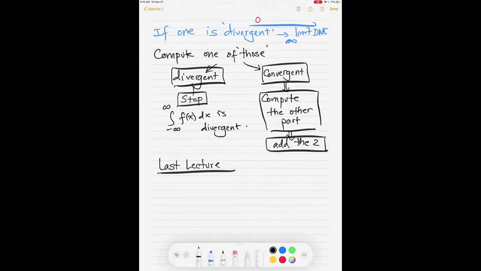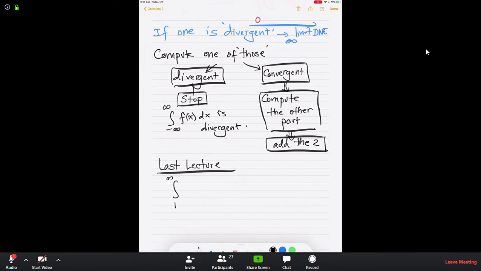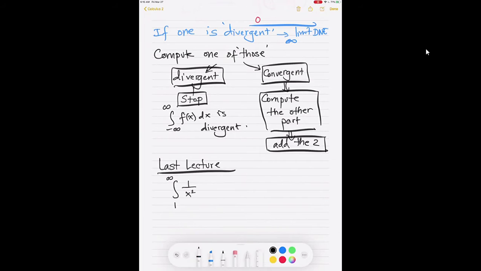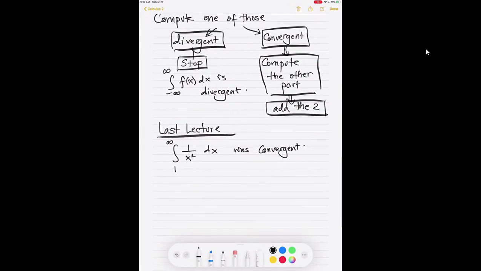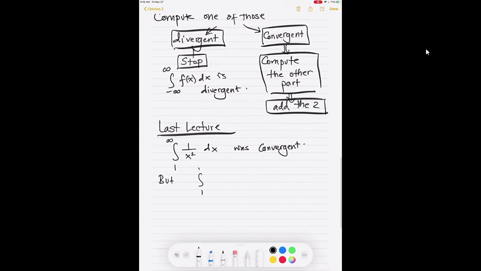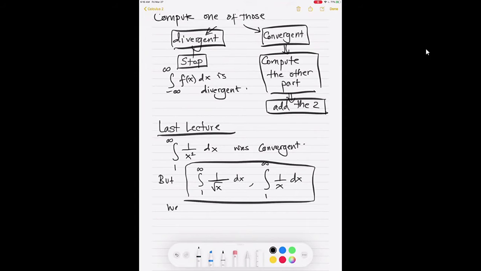What did we see? We saw that the integral from 1 to infinity of 1 over x squared dx was convergent. But the integral from 1 to infinity of 1 over square root of x dx and the integral from 1 to infinity of 1 over x dx were both divergent. And you can quickly check this.